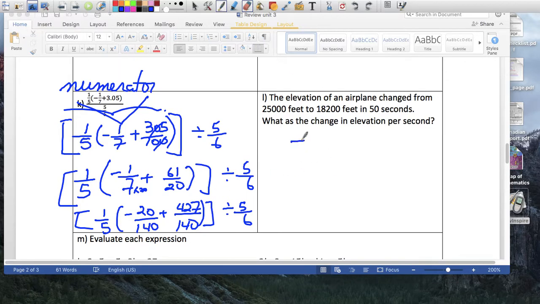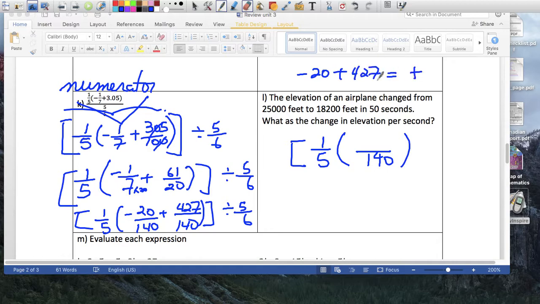So, let's continue. So we have a numerator, which I still haven't simplified to a single number. So inside the brackets, it's going to be something over 140. So I have negative 20 plus 427. Obviously, my answer is going to be positive because there are more positives, right? And how many more positives than negatives do I have? It's going to be the difference between the two. So I'm going to get 407. So that becomes 407, and then I still have to divide by 5 over 6, but I'm still not done with these two guys here.